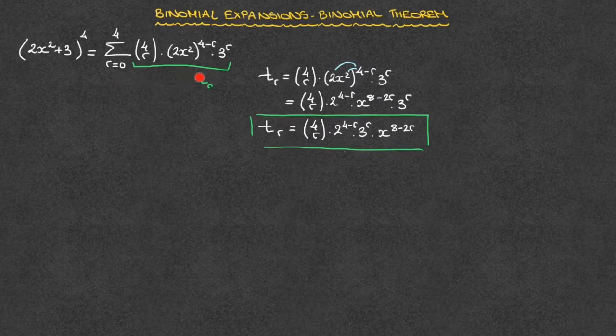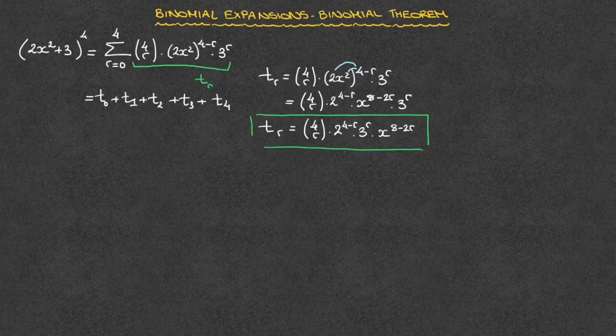Now back to this sum. Since we call this expression T of r, the sum that we have here from r equals 0 up to 4 can be written as T0 plus T1 plus T2 plus T3 plus T4. And each of these terms can be found by replacing every r that we see inside our expression for the general term by its corresponding r value, 0, 1, 2, 3, or 4.